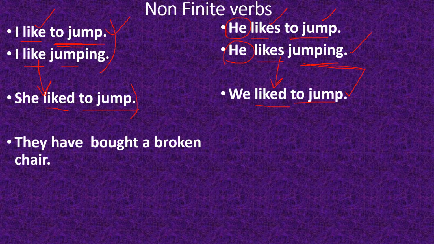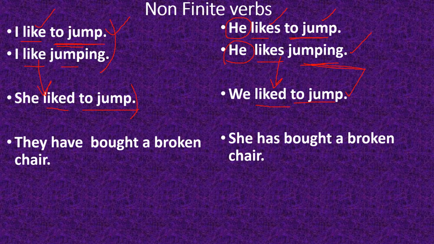Come to the next example. They have bought a broken chair. She has bought a broken chair. Here I have changed they to she. They is called plural number, she is called singular number. According to the number of the subject, have bought becomes has bought, but there is no change in broken. This kind of verb is called non-finite verb. Here also, this non-finite verb is not changed according to the number.